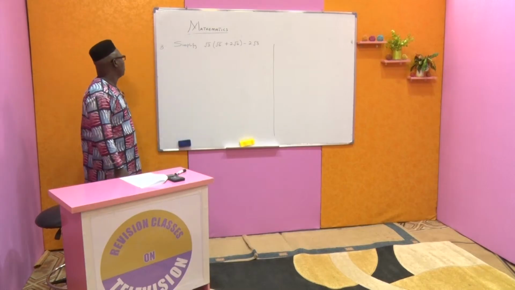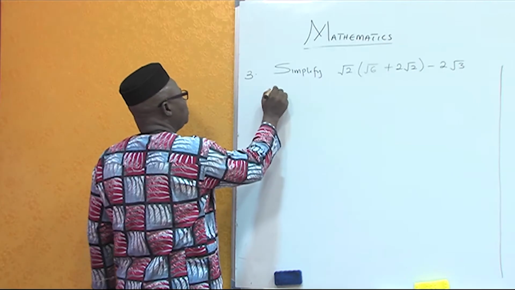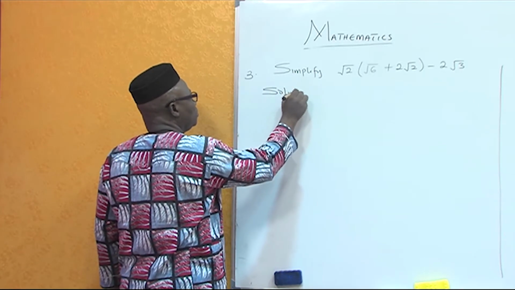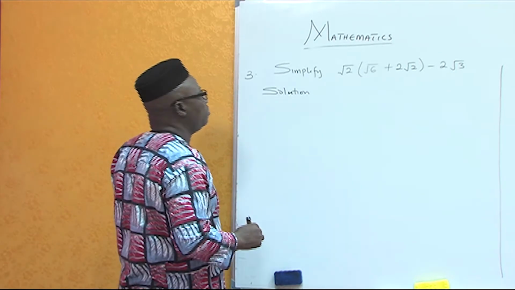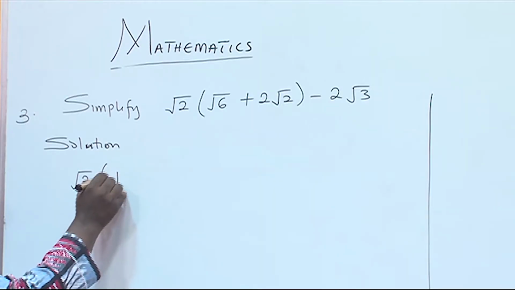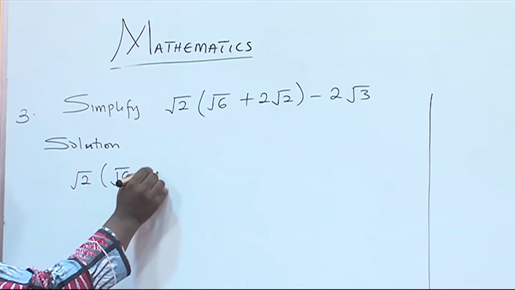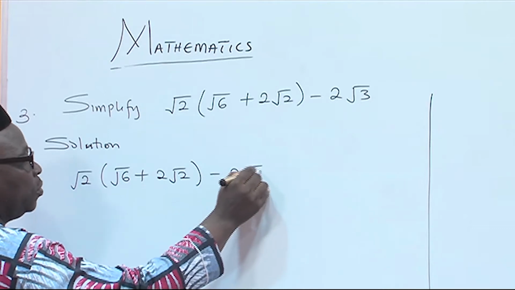So we have question number 3 on the board. We are required to simplify root 2 into root 6 plus 2 root 2, bracket closed, minus 2 root 3. So to answer this, we are going to remove the bracket first. We have root 2 into root 6 plus 2 root 2 minus 2 root 3.